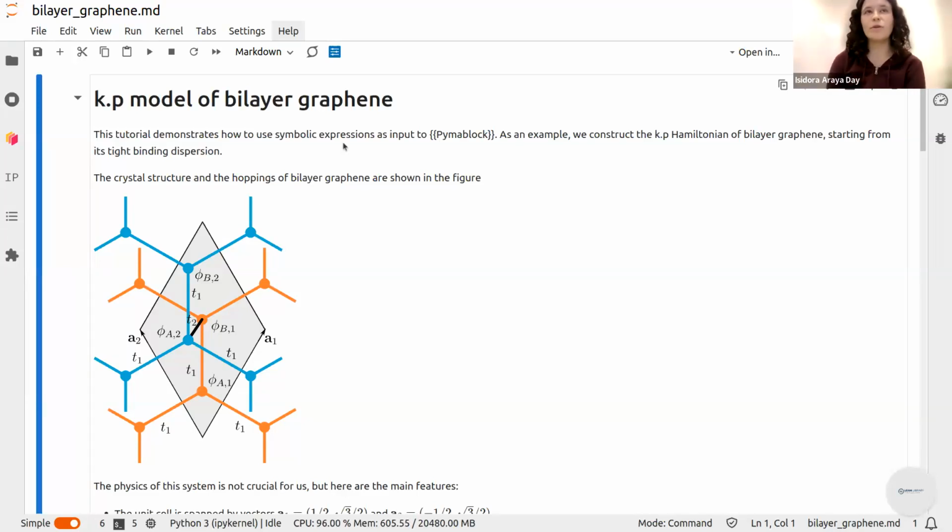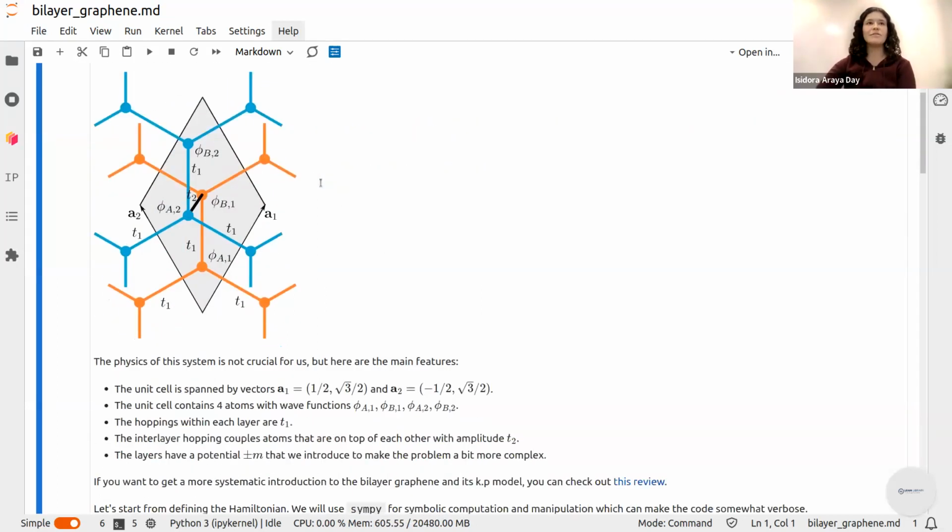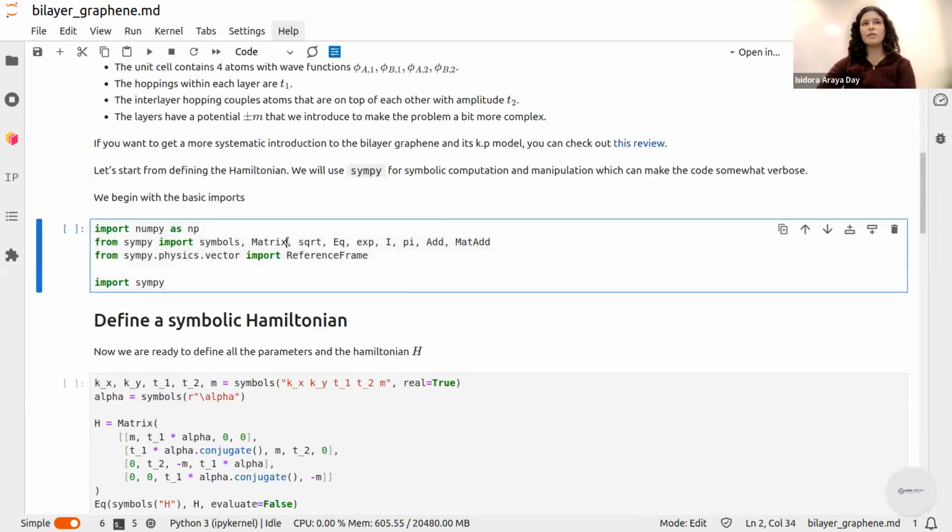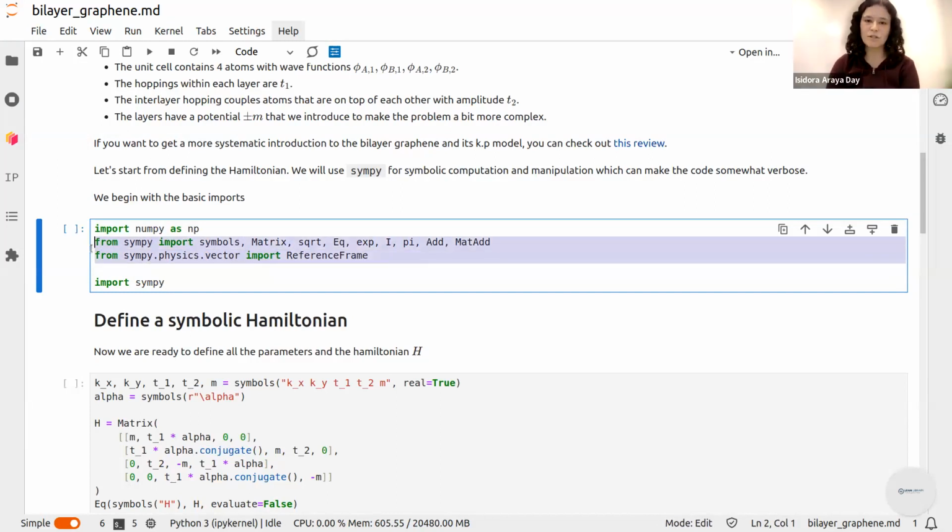So, okay, here I'm showing you the tutorial. It's a Jupyter notebook. This one is also on the website, so if you open it, you can read it and run it if you like. But the first thing we do is to import NumPy, because that package will allow us to work with numerics. And then also SymPy, which is a Python package for symbolic computation.